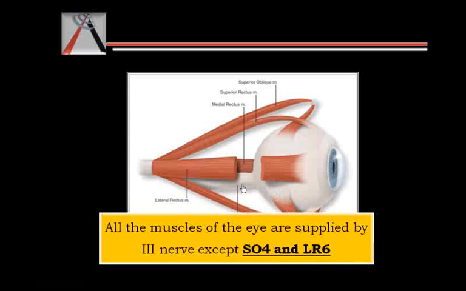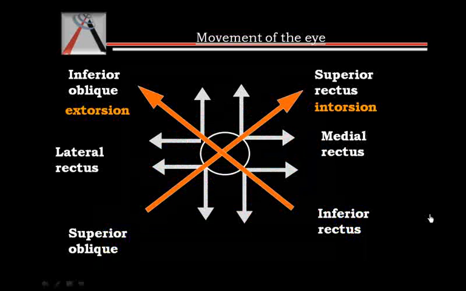Now if we talk about the nerve supply to these muscles, it's a simple statement that makes you remember the nerve supply of the muscles of the eye. All the muscles of the eye are supplied by the third nerve except SO4 and LR6. When we say SO4, that is superior oblique, it is supplied by the fourth nerve, that is the trochlear nerve, and the lateral rectus is supplied by the sixth nerve, that is the abducens nerve.